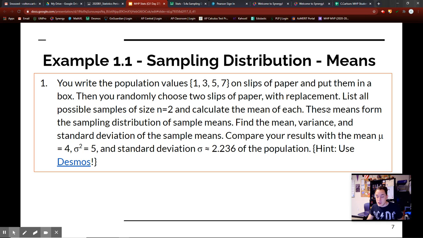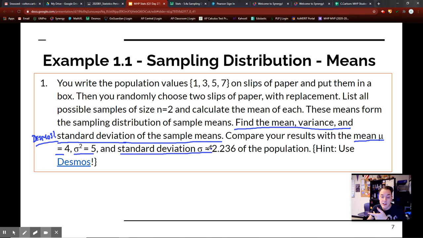And calculate the mean of each. These means form the sampling distribution of the sample means. Find the mean, variance, and standard deviation of the sample means. This is the first thing we want to find, and we're going to use Desmos to find this. Compare your results with the population mean, which would be 4, the variance, and then the population standard deviation, which is roughly 2.236 of the population, okay?